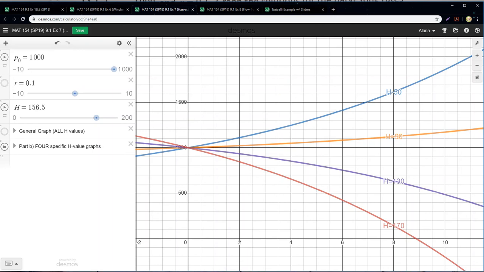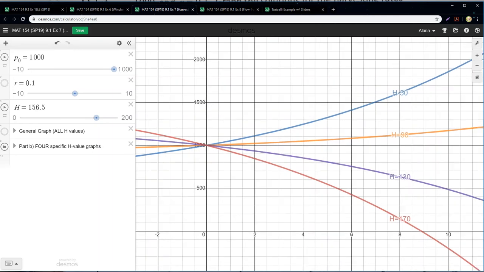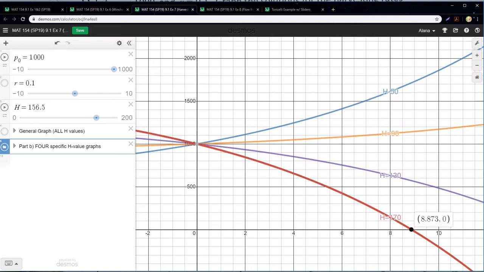Describe and interpret the four curves. Well, that's the interesting part. You can see that if the harvesting rate is smaller, like 50 or 90, then the amount of the population will actually continue to grow, right here with the 90 and the 50. But if the harvesting rate is 130 or 170, then the population will go down. And matter of fact, with 170, it will collapse and not exist anymore after 8.83 of your time unit. So how much of this resource there is greatly depends on what the harvesting rate is.